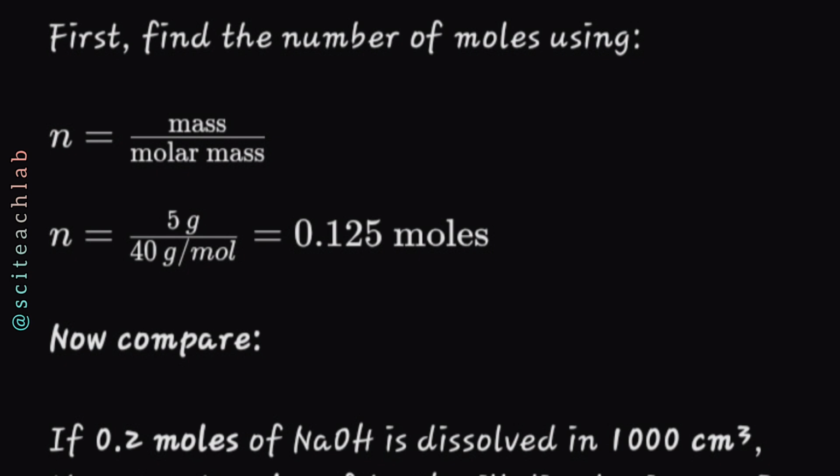So what is the reacting mass? We are given 5 grams. And what's the molar mass of sodium hydroxide? If Na is 23 and O is 16 and hydrogen is 1, that's 23 plus 16 plus 1. That gives you 40 grams. So number of moles equals 5 all over 40, which gives us 0.125 moles of solid sodium hydroxide.